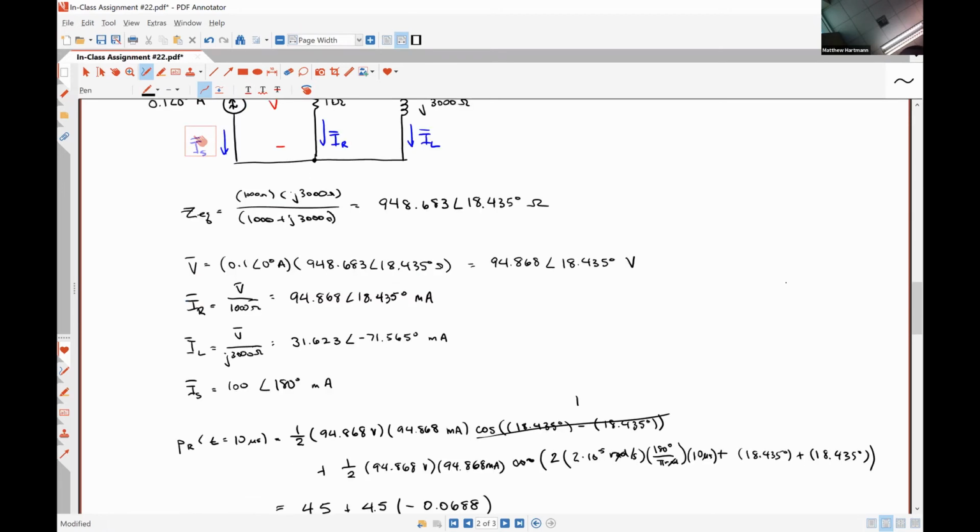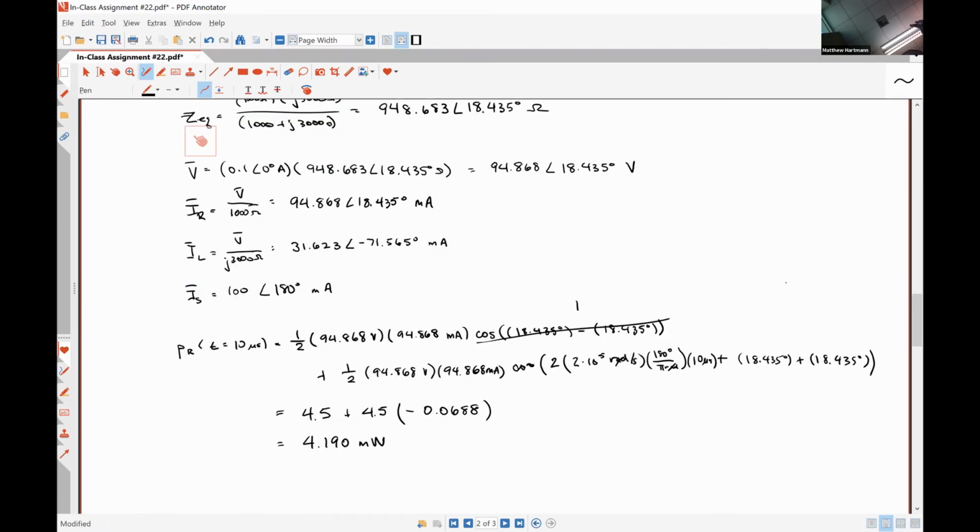So, why won't this thing scroll? If I wanted to do the power absorbed by the inductor, it would be this exact same expression, except that I would change everywhere I see 90.868 milliamps, I would change to 31.623 milliamps, and I would need to worry about the phase angle of the current as well. So at this point, it's just literally plugging stuff into this generic equation and then pressing the equal sign on our calculator. So do I need to go through the motions of finding the power absorbed by the inductor and or the power absorbed by the source?